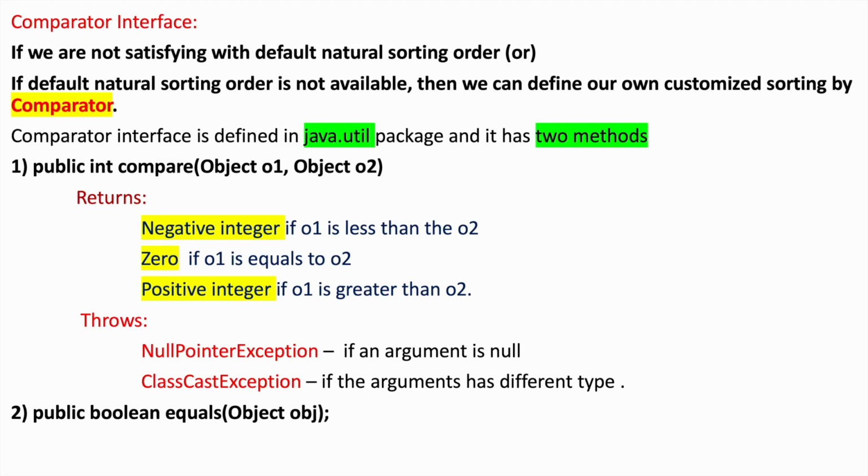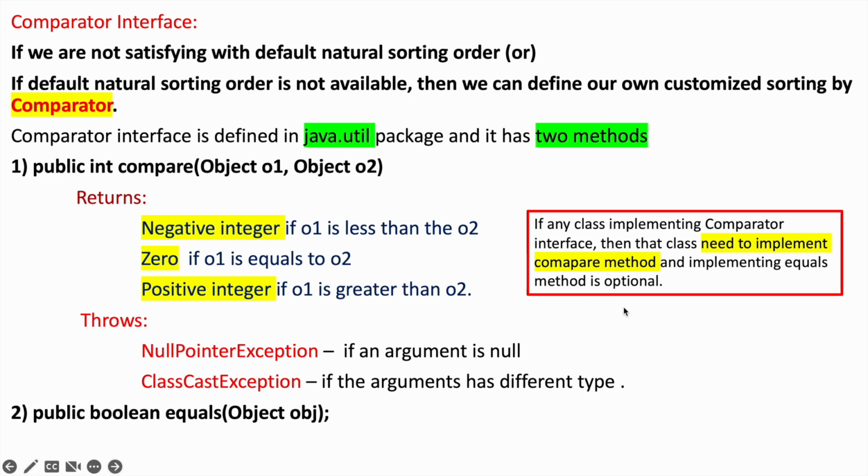If you do not implement it, the existing behavior from the Object class will be available in those respective classes. So if any class implements the Comparator interface, that class needs to implement the compare method. Implementing the equals method is optional. Now let us see how we can customize our sorting by implementing the Comparator interface.